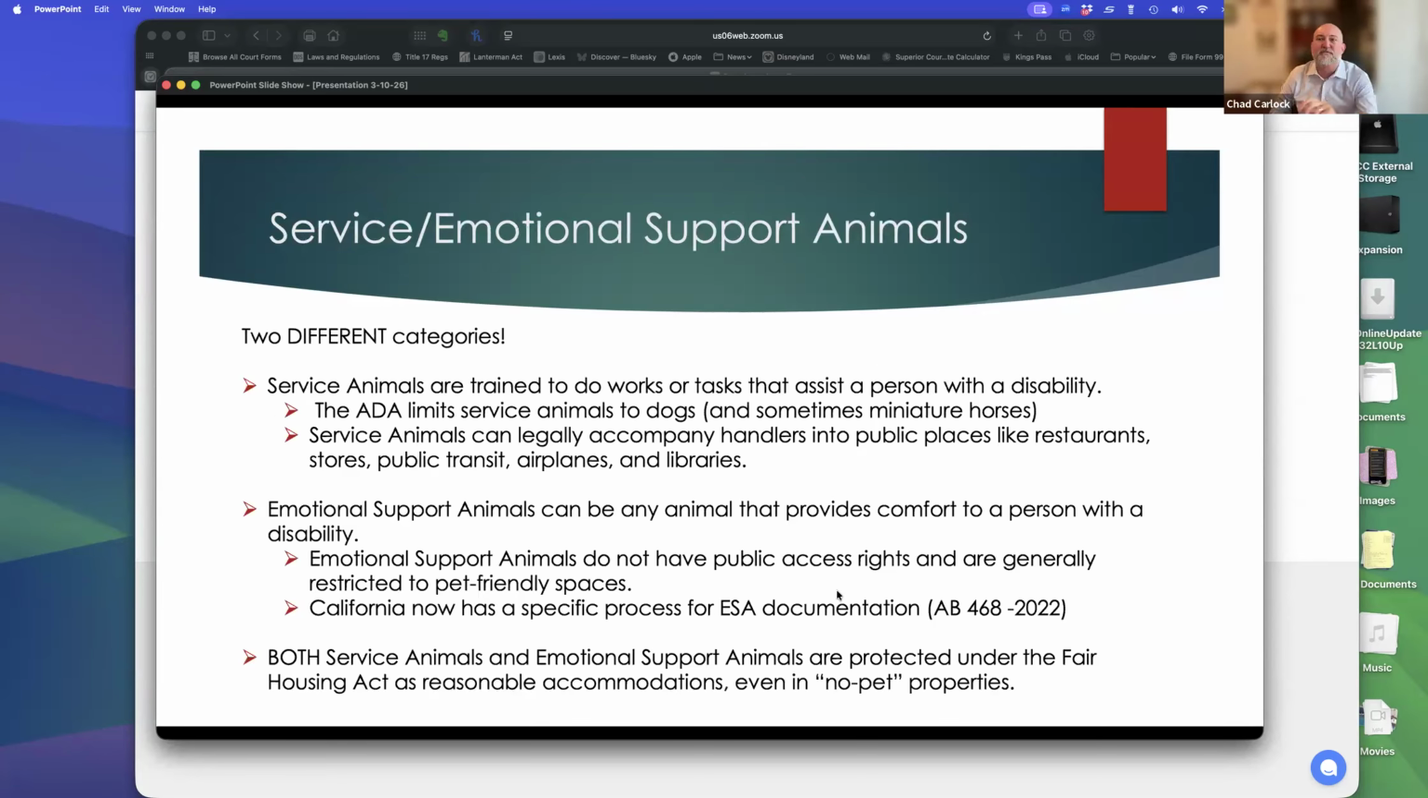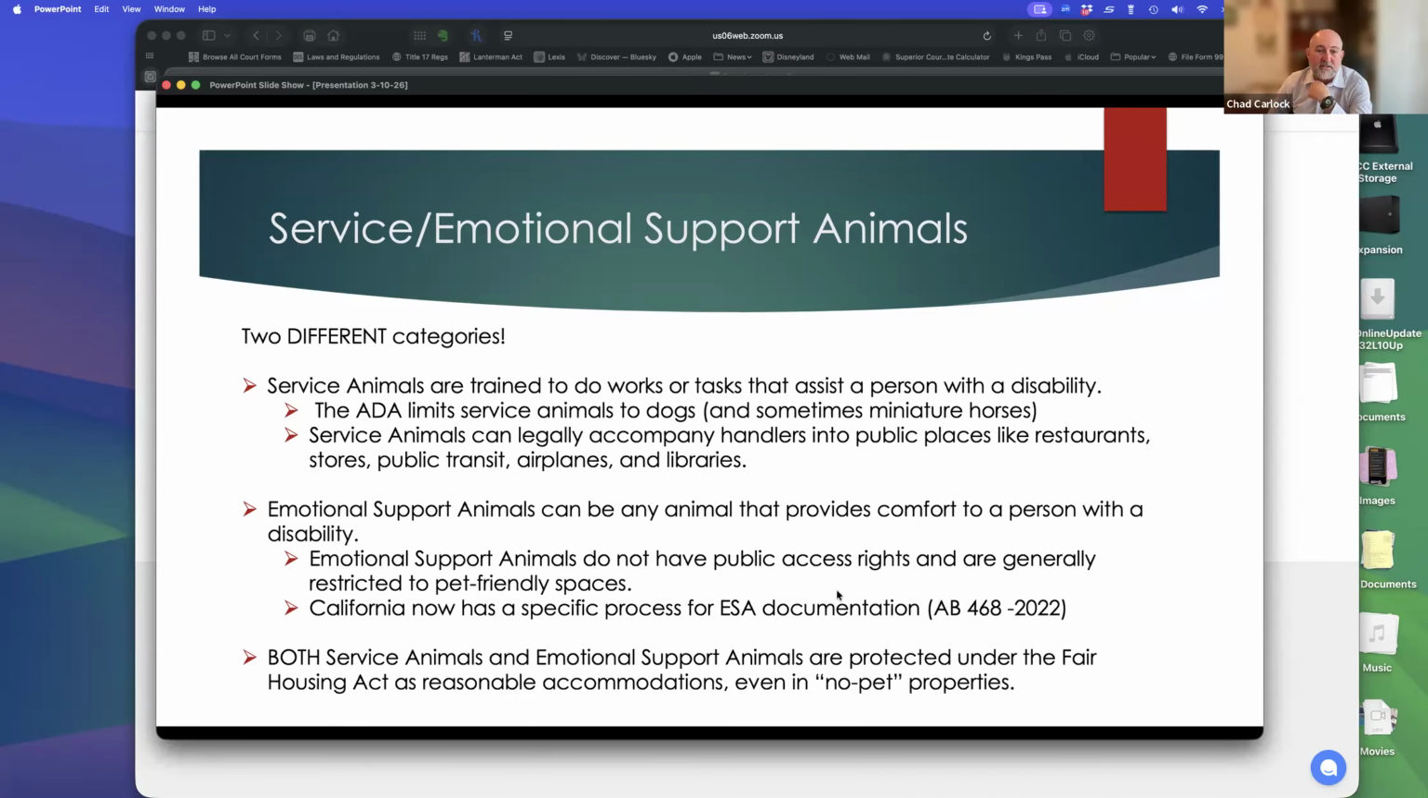As part of the accommodation discussion, a frequent one that comes across my desk often is questions and issues about service animals versus emotional support animals, which are in fact two different things. It's not even just sort of a spectrum. Service animals have a specific legal definition. They are specifically trained to do work or tasks that assist a person with a disability.